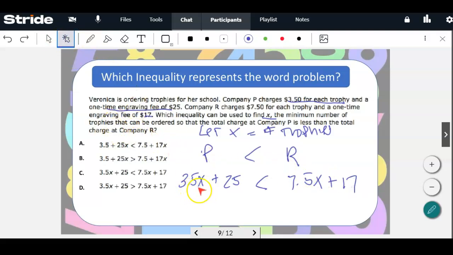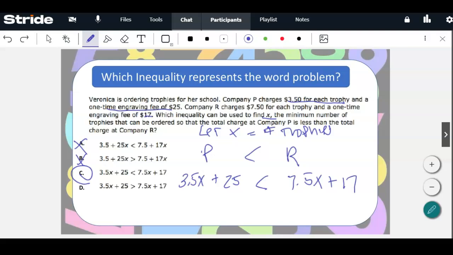All right, so let's look at it. So 3.5X plus 25. Oh, so this is wrong because the X needs to go here, so it can't be A. All right, so B, 3.5, again, same problem. All right, the next one, here, that looks good. This looks good. 7.5, that looks good. So what's wrong with this one down here? Oh, make sure the sign is good, less than, yep. So this one, the sign is wrong. So the answer is C for that one.